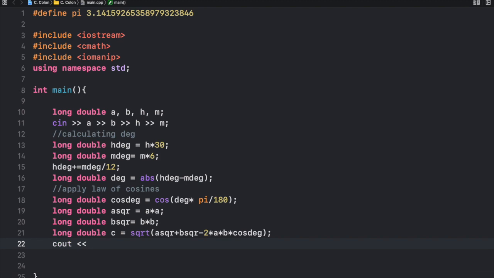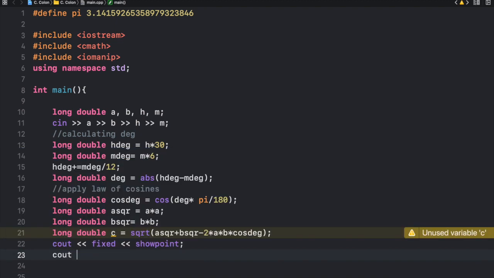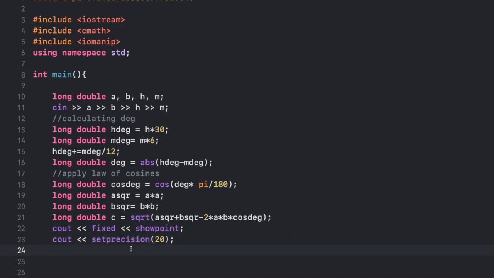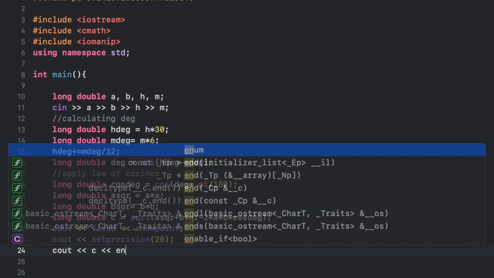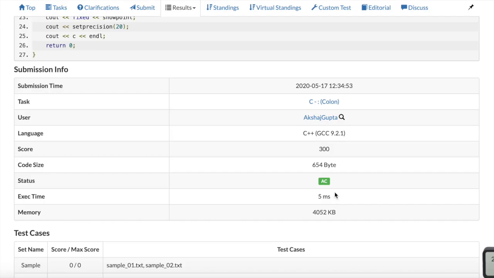So now we just have to do the thing which I mentioned previously: cout fixed showpoint setprecision, and then we set this value equal to 20, because we're going to print out 20 numbers after the decimal point. And then we're going to cout c, endl, and return 0. And then submitting gives us a correct answer.